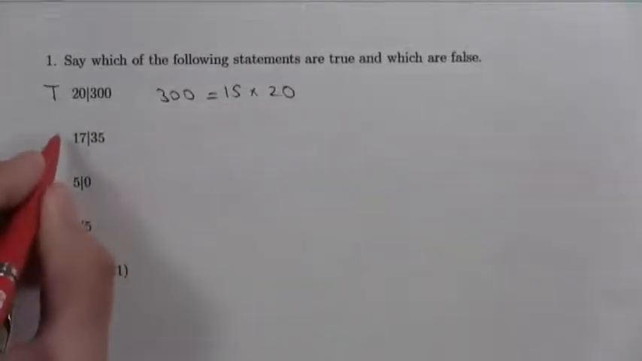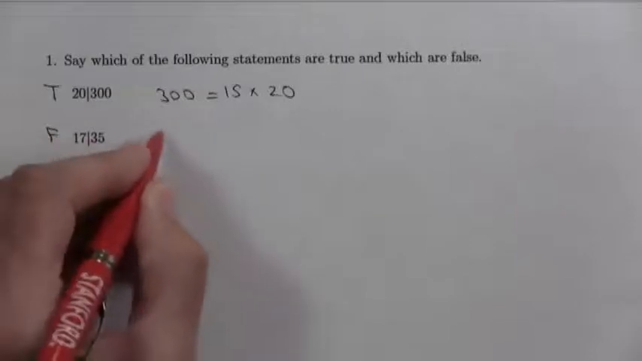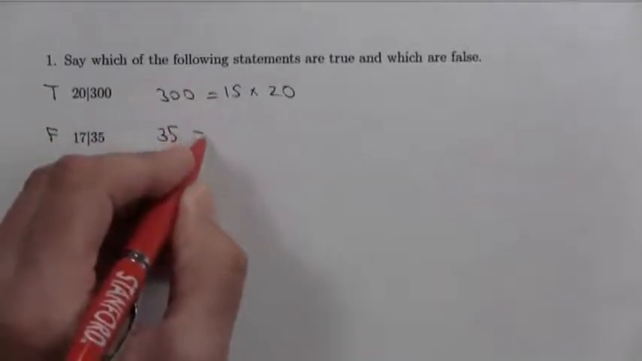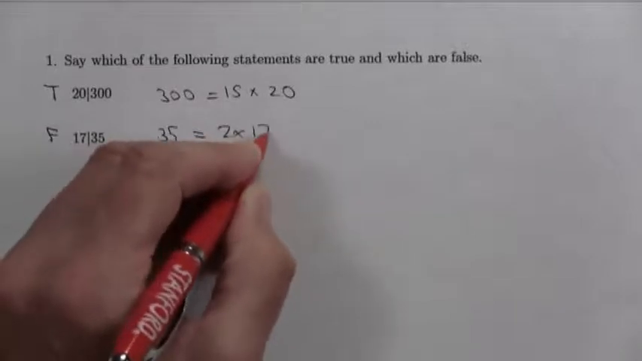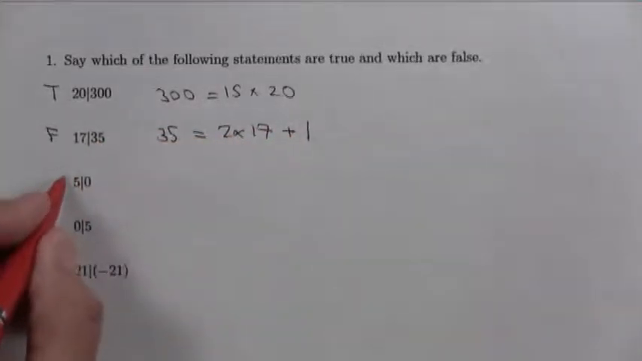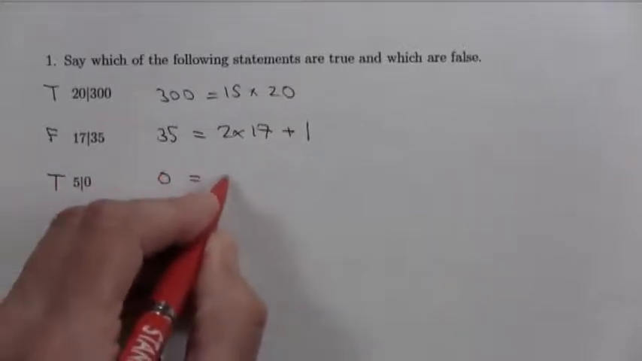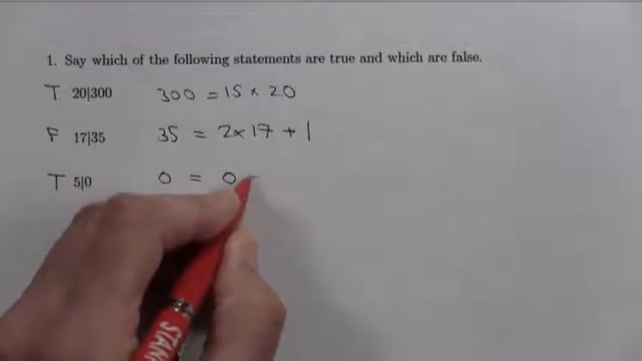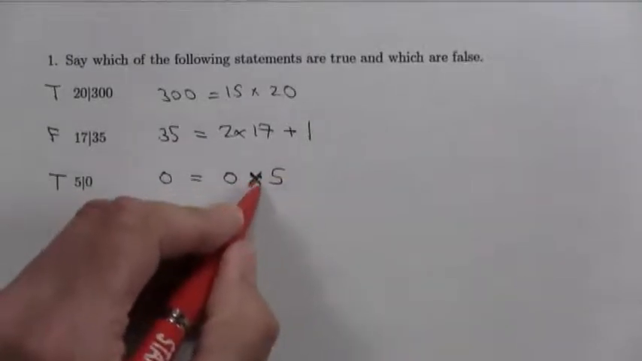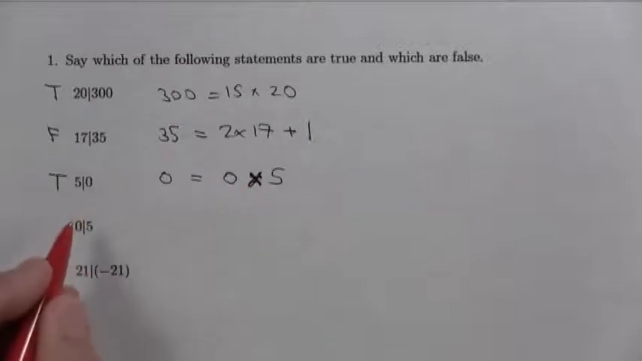The second one is false because if you apply the division theorem, then you find that 35 equals 2 times 17 plus 1. Okay. The third one is true because 0 is a multiple of 5. It's 0 times 5. Okay.